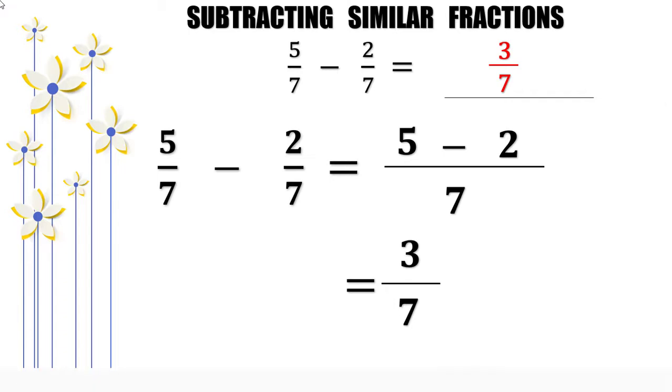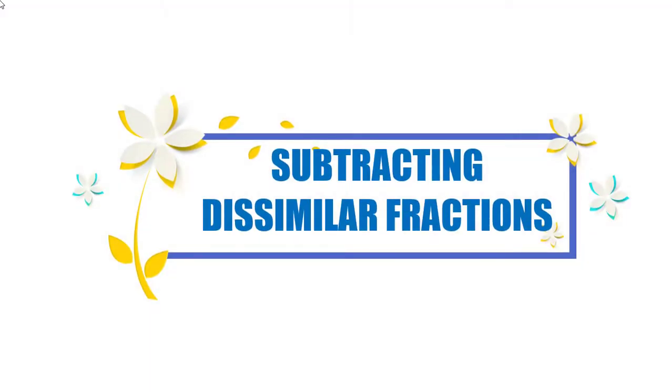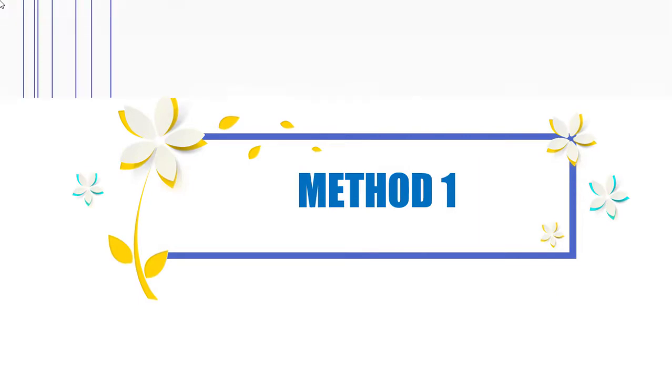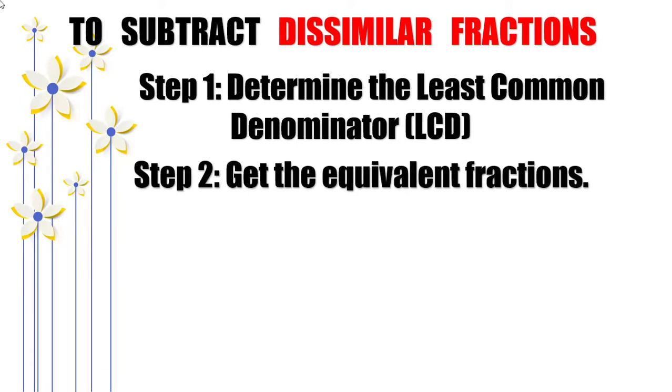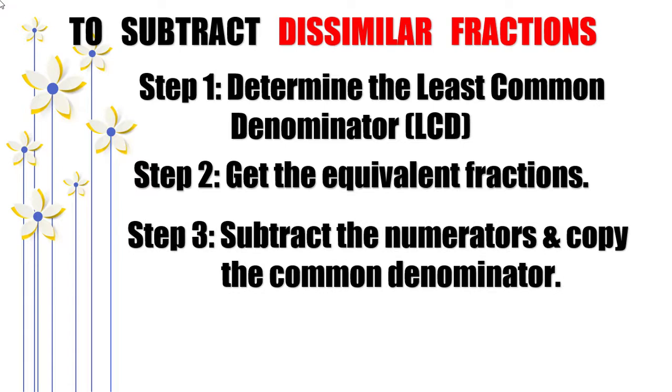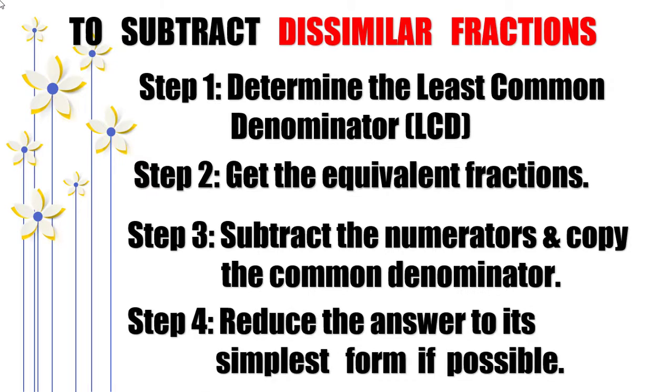How to subtract dissimilar fractions. Method number 1. Step 1. Determine the least common denominator. Step 2. Get the equivalent fractions. Step 3. Subtract the numerators and copy the common denominator. Step 4. Reduce the answer to its simplest form if possible.